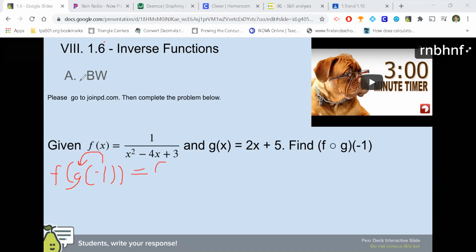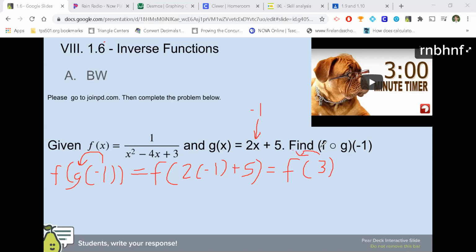So then this becomes f of 2 times -1 plus 5. Instead of x here, I put -1. That is -2 plus 5, or 5 minus 2 is 3. So again, all a composition does is it tells us to take our input, plug it into our first function here, get the answer, take that answer and plug it into our second function here.